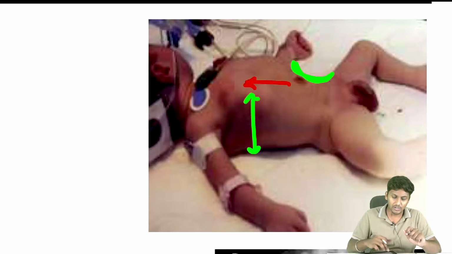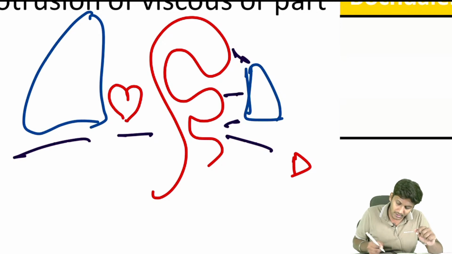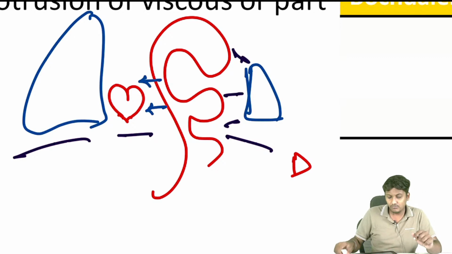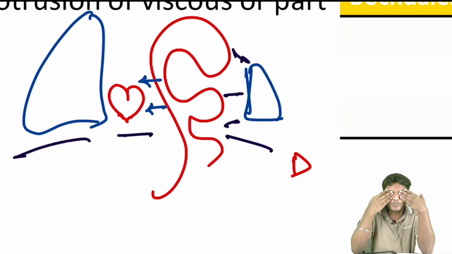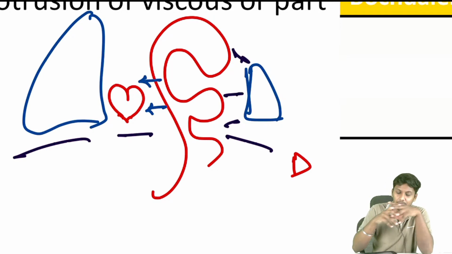And last important feature, as all these abdominal organs are going to come inside the thorax, your heart will be pressed towards the right side. The heart is pushed towards the right side, and a right sided heart is called dextrocardia. Okay, that will be the third feature.